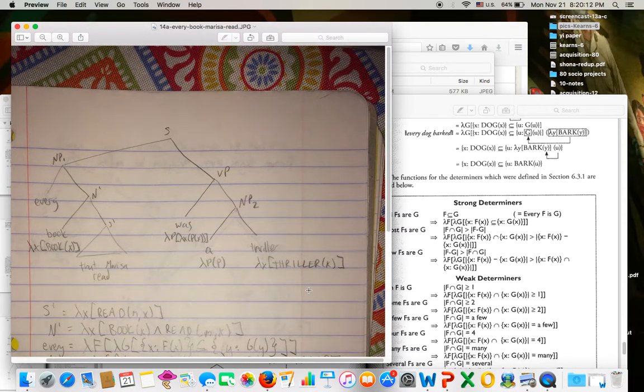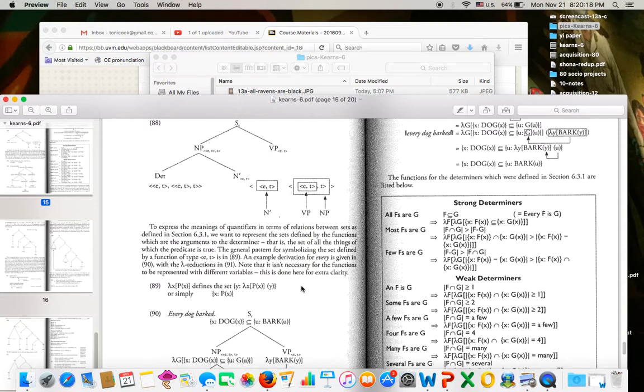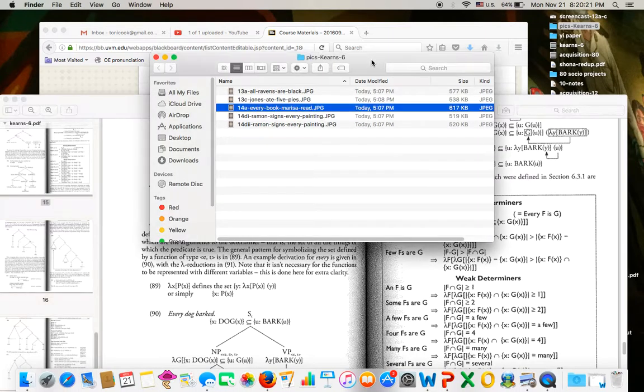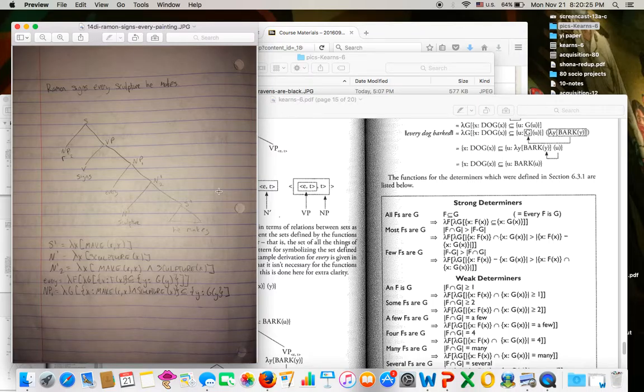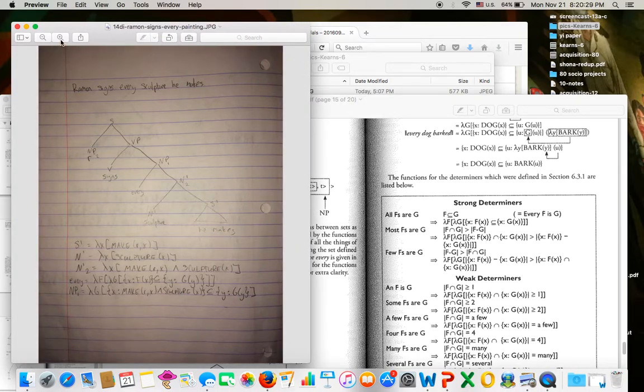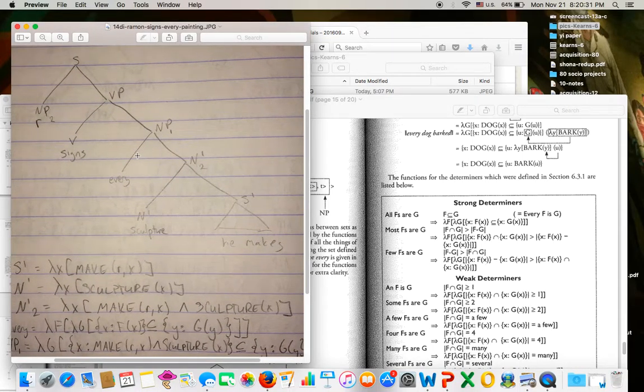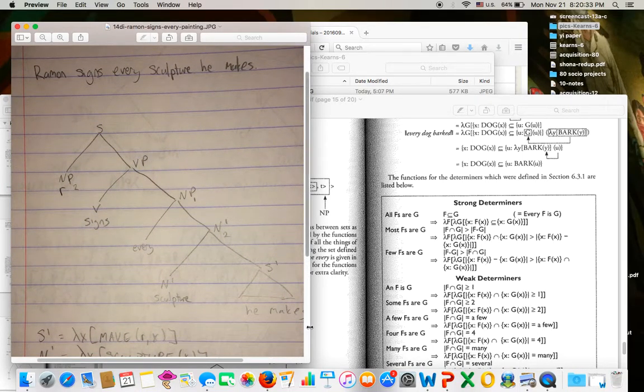So let's move on now to 14D. Ramon signs every sculpture he makes, which is a little bit more complicated. I have it done in 2 parts. So here's the first one. Oops, let's zoom in. Okay. So I have this split into 2 parts.